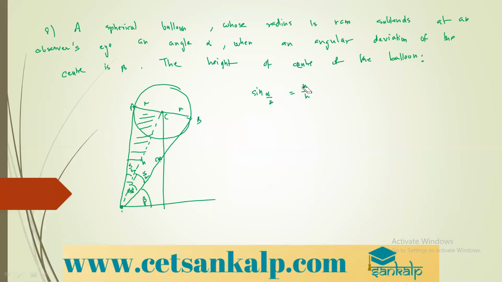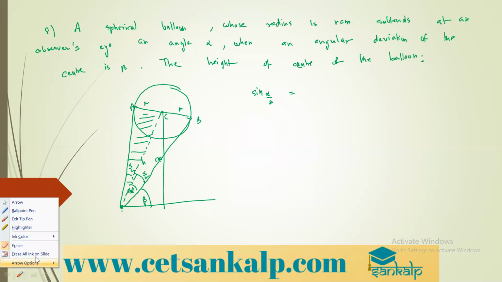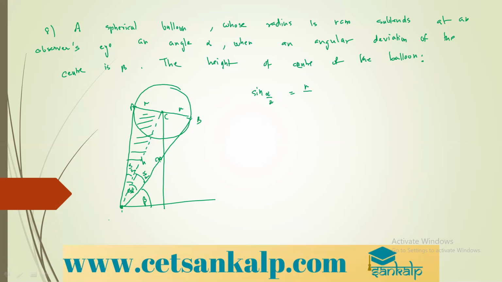Or instead of this, what I can write is sine alpha by 2 is R by, suppose if I take O here, R by OC. Or OC is R cosecant alpha by 2. This is what we got, one piece of information.